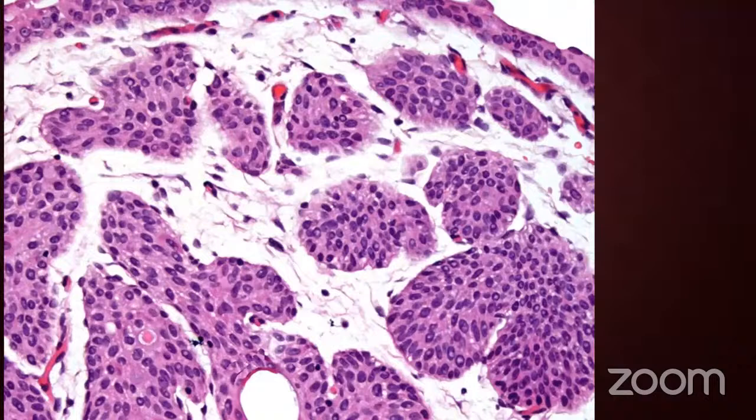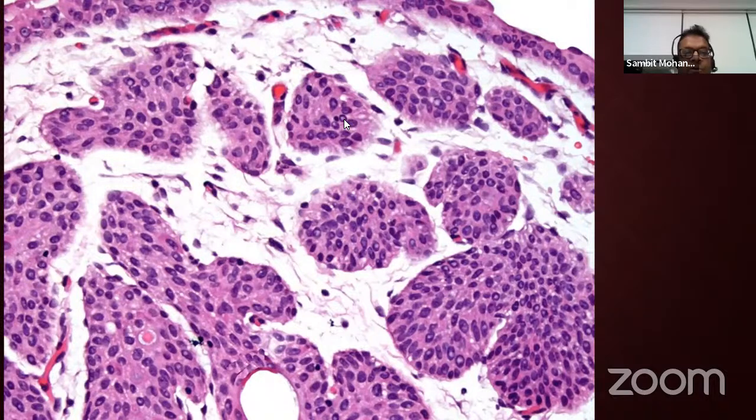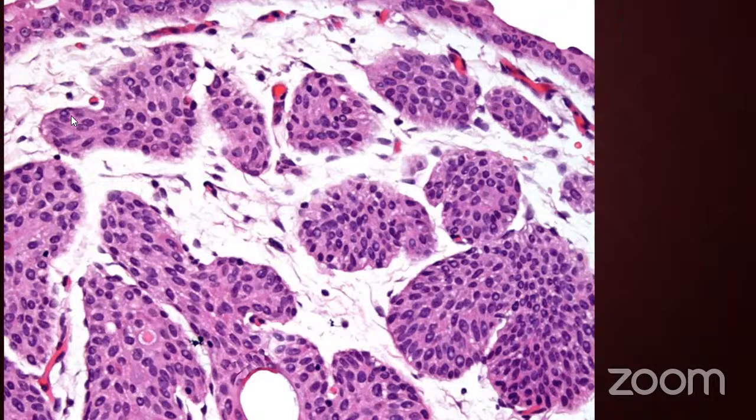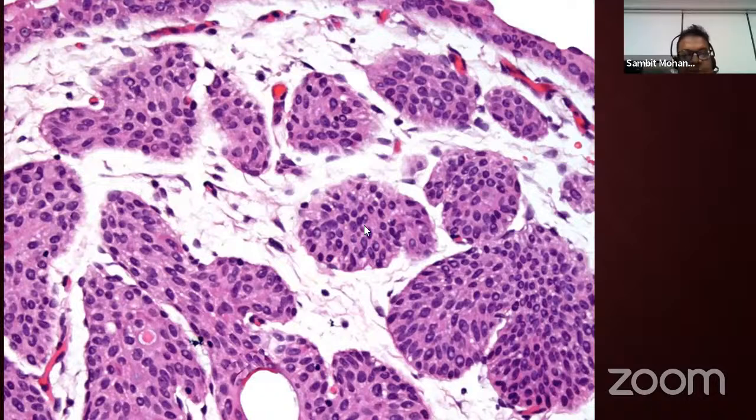Nested variant. Why? Because of the architecture. What about the nucleus? Look into the nucleus. You see a lot of pseudo inclusion, right? Yes. When you see von Brunn's nests, I think. Yes. These are von Brunn's nests, exactly.